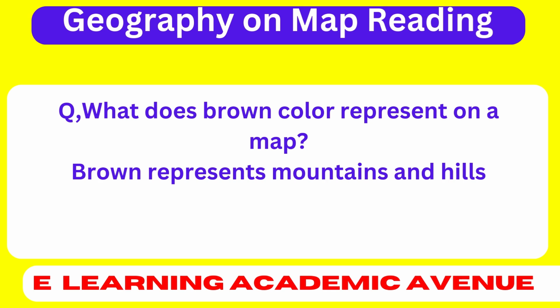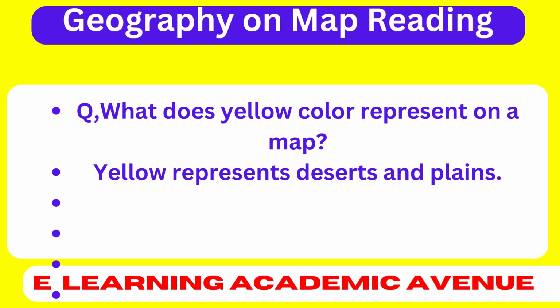Question 36. What does brown color represent on a map? Brown color represents mountains and hills. Question 37. What does yellow color represent on a map? Yellow color represents deserts and plains.